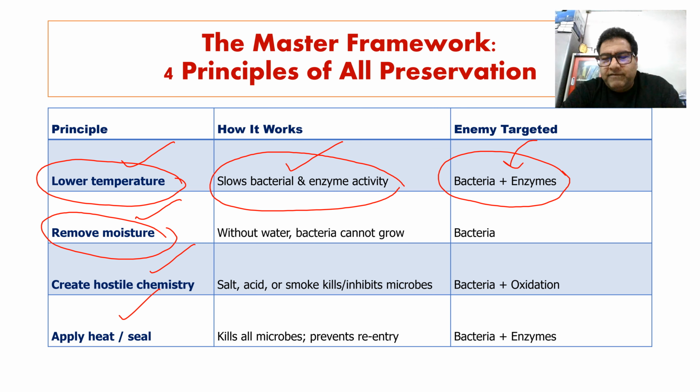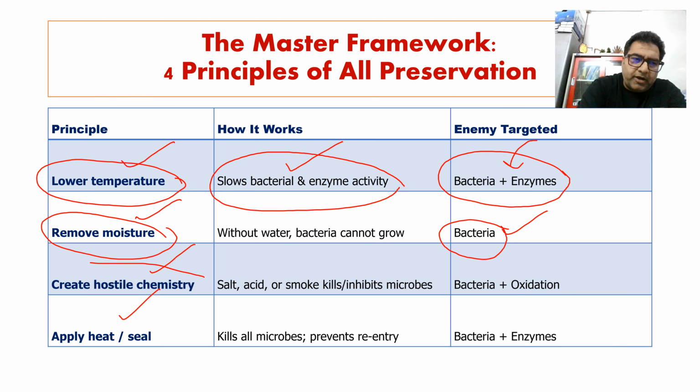Secondly, moisture is one of the enemies, which plays a very important role in the growth of these bacteria and fungi. Without water, bacteria cannot grow. So we have to remove the moisture, and it acts on the bacteria. It does not allow the bacteria to grow. So the first one is we have to lower the temperature. The second important point is that we have to remove the moisture.